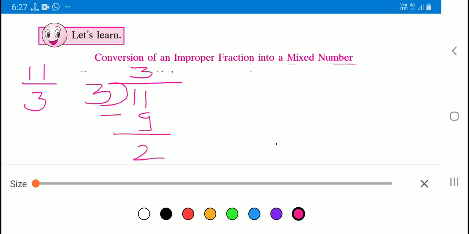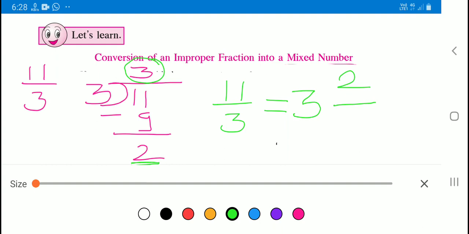Now we'll write this into mixed number. 11 upon 3 is equal to, first of all, which thing we have to write here? The quotient. So here quotient is 3. Then after that we are writing the remainder. Remainder is 2. And after that we are writing the divisor. Divisor is 3. So 11 upon 3 we converted into mixed number, that is 3 and 2 upon 3. Now we'll see the next number.